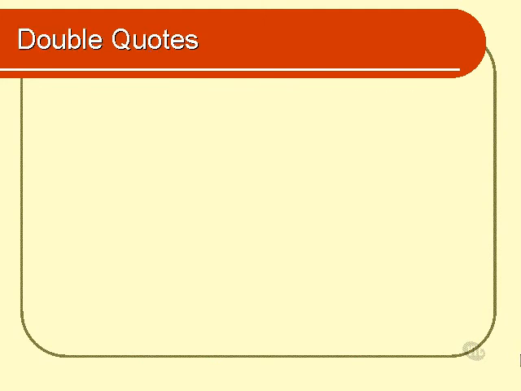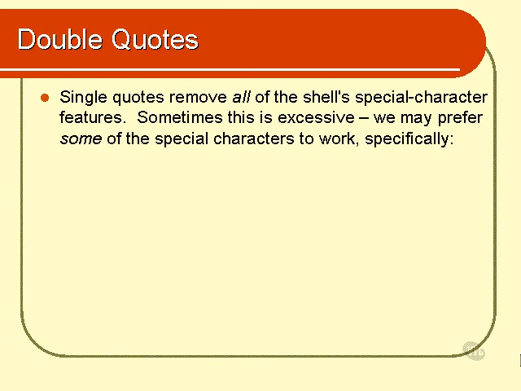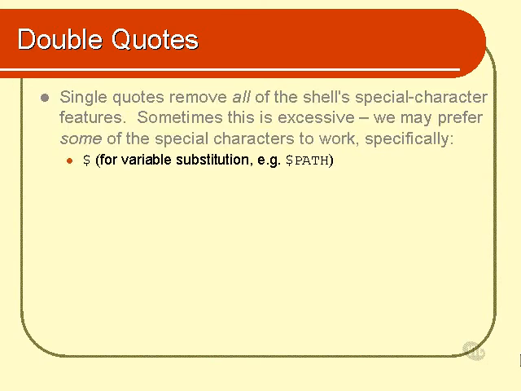Now let's have a look at double quotes. When you think you've got your head around all that, double quotes come along and mess up the picture a bit. I mentioned that single quotes remove all of the shell's special character features. This is okay, but sometimes it's a little excessive. As a convenient shorthand, we may prefer some of those special characters to work. The ones I'm talking about are using the $ sign for variable substitution, so we may like the $ sign to remain special. And the backwards quotes, we may like those to remain special as well, and we'll explain about the backwards quotes in the next section.